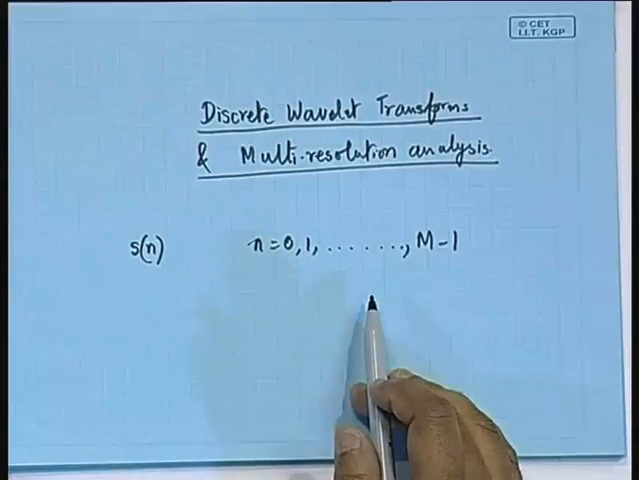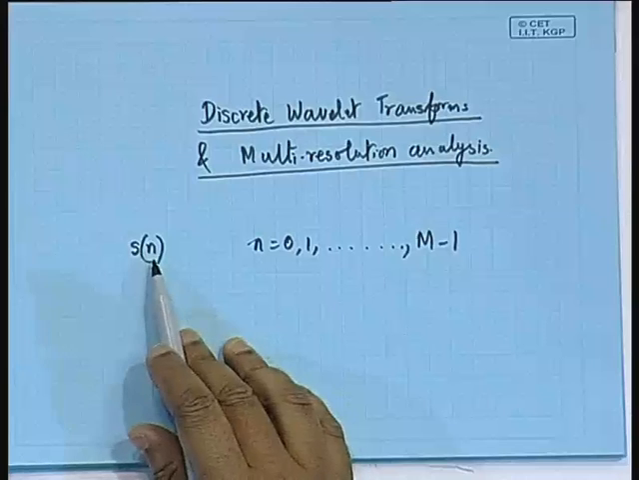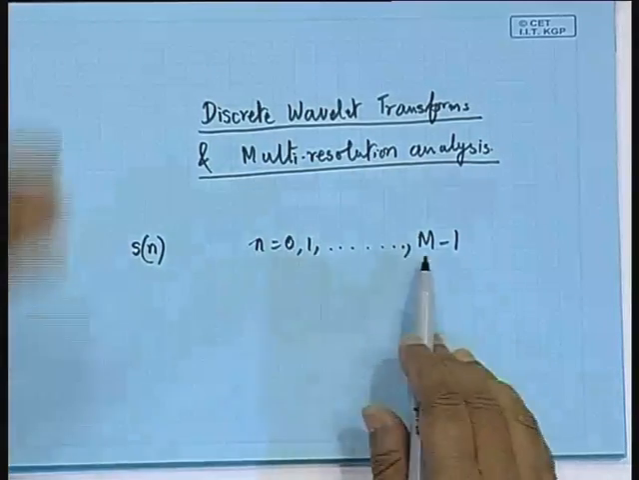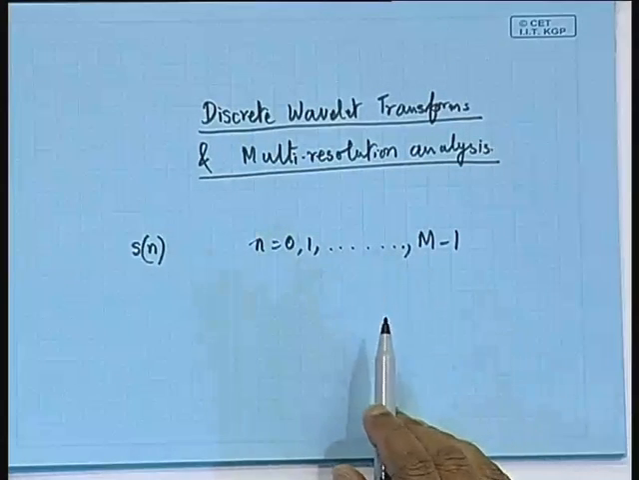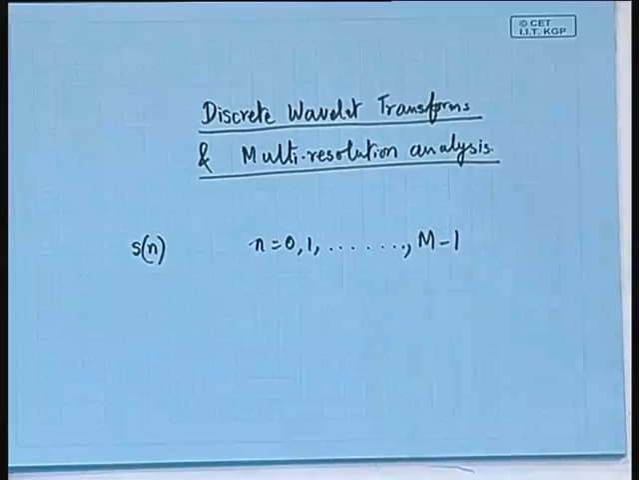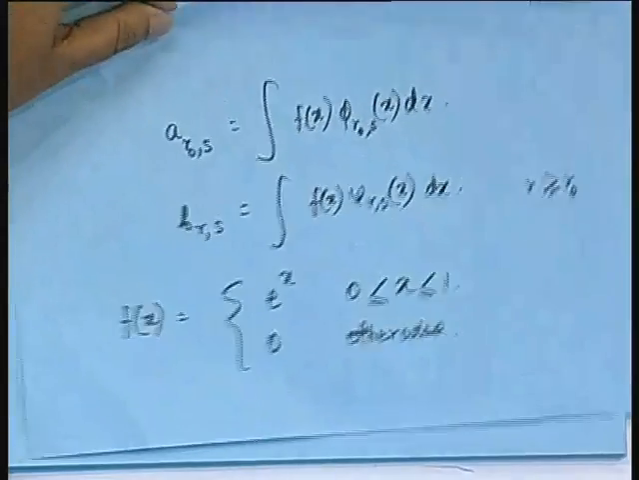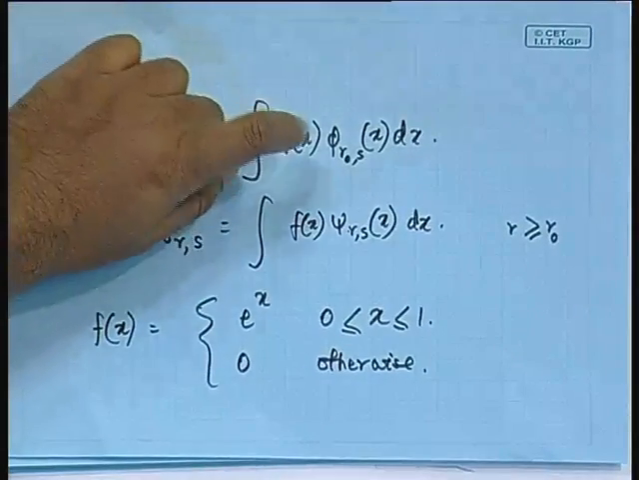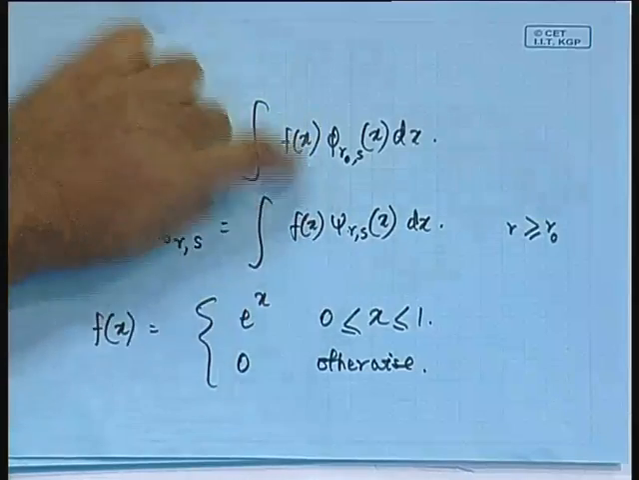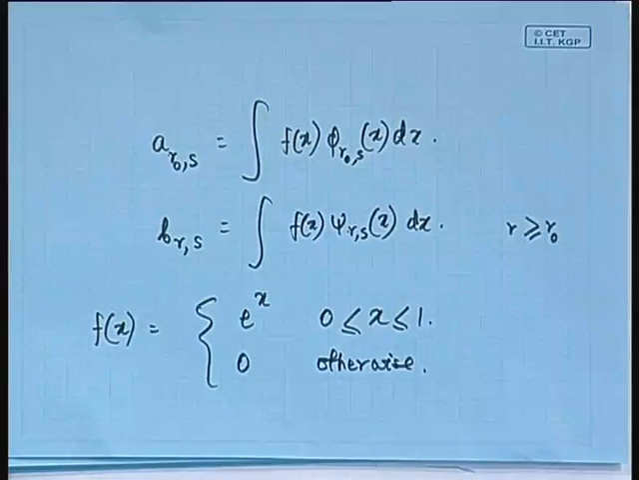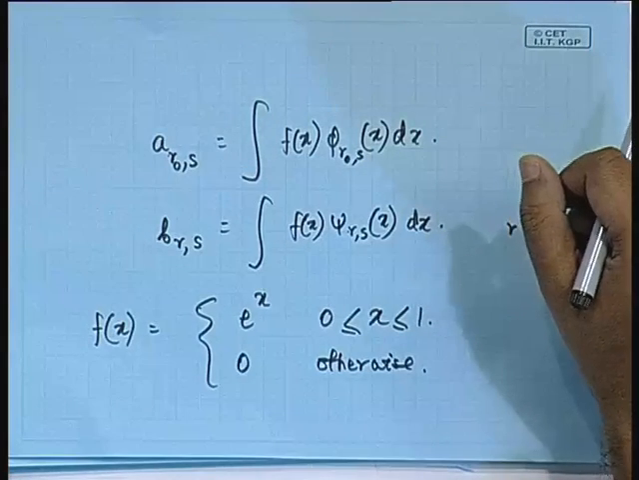So, essentially it means cascading of two 1D filters, that is what we can do. So, the signal is S of n and the signal is a discrete time signal, where n is the parameter of the time and it is defined at some discrete points like 0, 1 up to m minus 1. Now, whenever we are trying to compute this a r 0 s and b r s, and we do not have the f of x anymore, and instead of f of x we are having S of n, in that case it will not be possible for us to integrate.